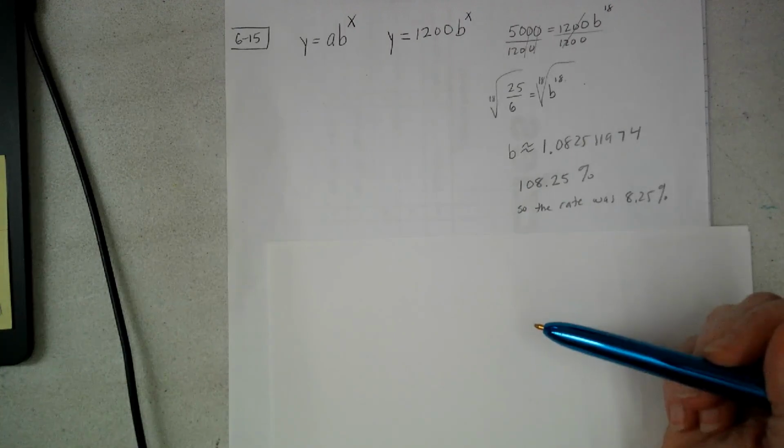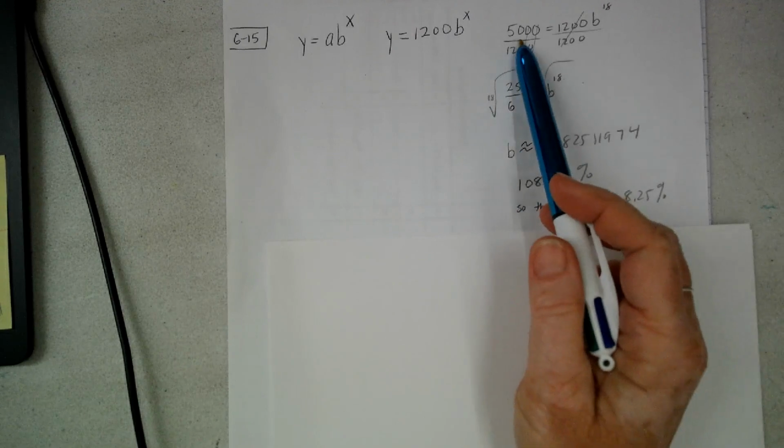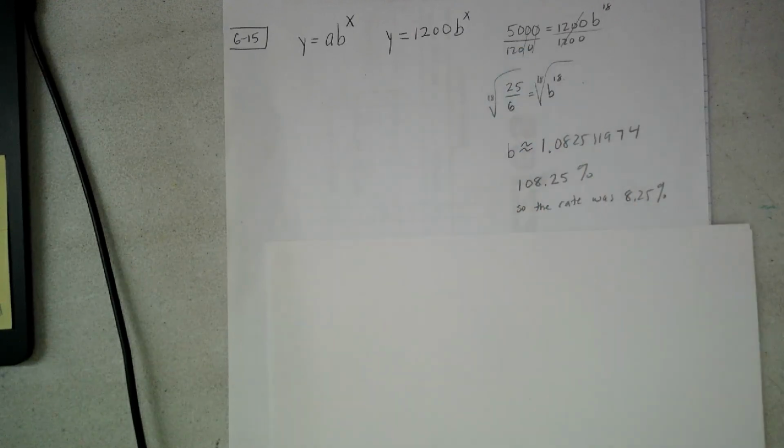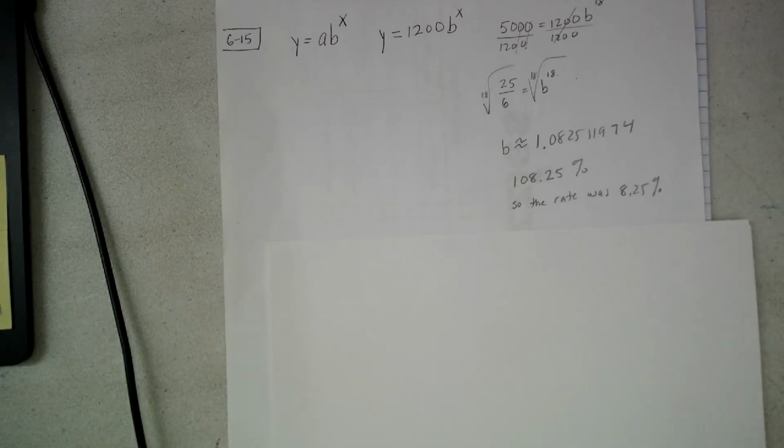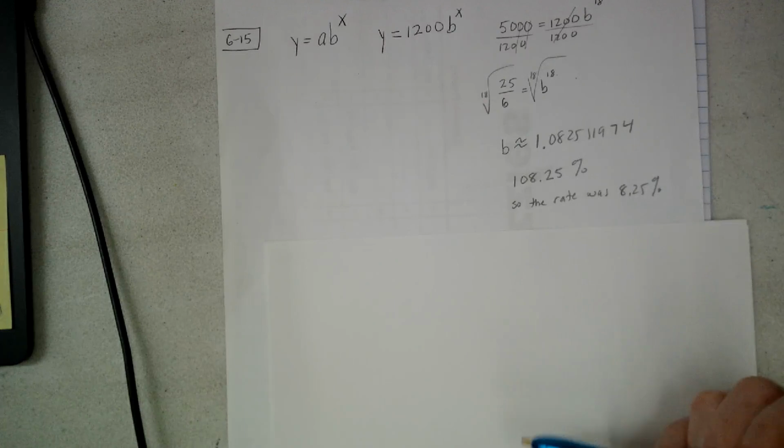Plus the 100% is what helps us know the accumulated value. Otherwise, when we use the formula, we would just get the little bit of interest. But we want to know how much the whole thing is. So that's why the rate was just the 8.25%.